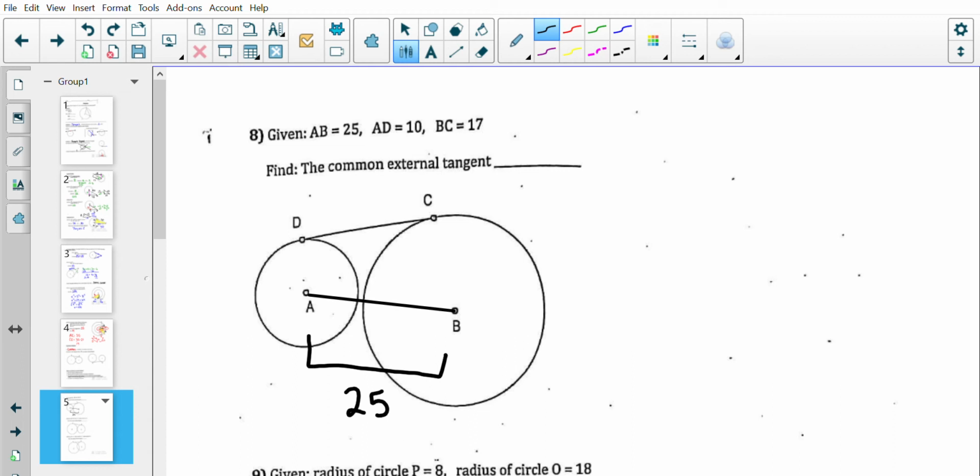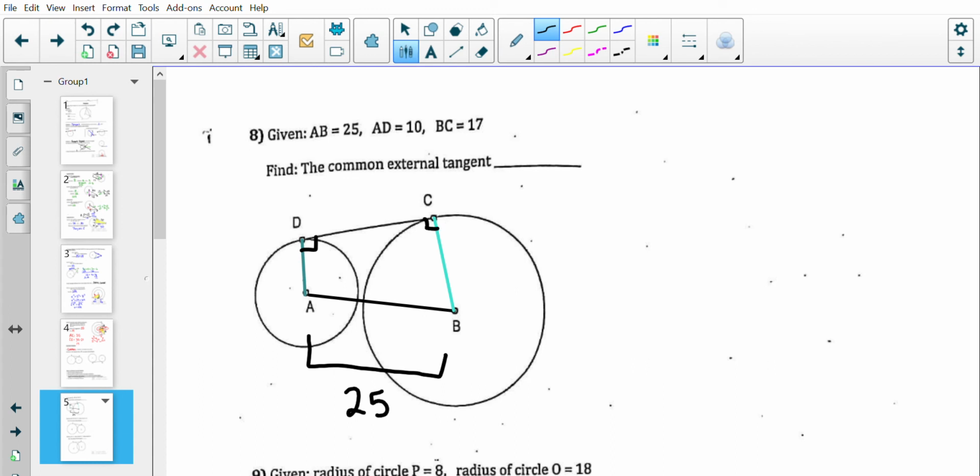Now we want to draw the radii to the points of contact. What does that mean? That means from the center of the circle, we're going to draw a line to the common tangent. Now remember, when a radius touches a tangent, we always make right angles. So I'm going to draw another segment from the center of circle B, and I'm going to draw it to the point of contact, point C. So that's also going to make a right angle.